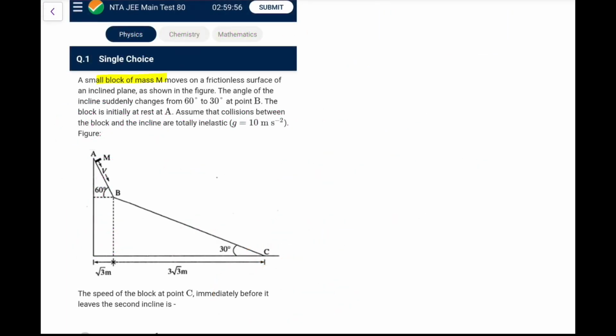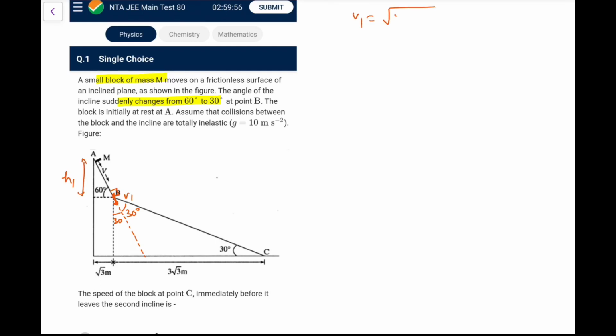So see the first. A block of mass m goes on a frictionless surface of incline and the angle of incline suddenly changes from 60 to 30. The block is initially at rest at A. Assume all the collisions to be totally inelastic. So first of all, when it is about to reach B, let's say its velocity is v1, it would be directed like this. What I can make out, this angle is 30 degrees. So first of all, let this velocity be v1 and let's say this height be h1.